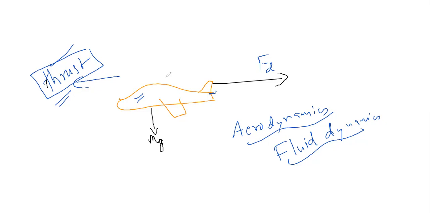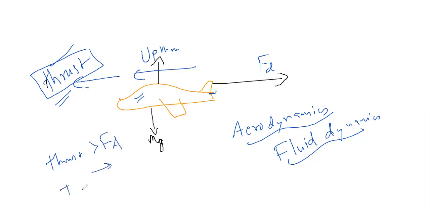Okay, so that is upwards. Yes, this is upthrust. So there are four forces acting on it. Now what is happening is, if thrust is greater than the drag, then this plane will accelerate forward.